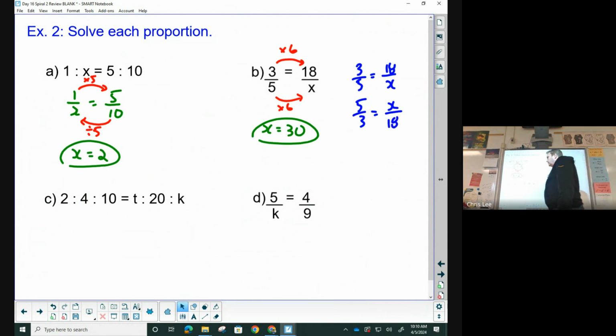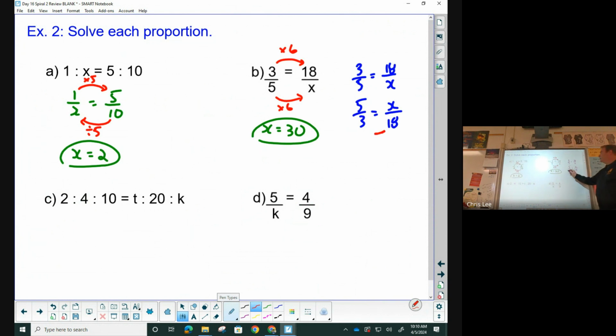And then, since it's being divided by 18, what's the inverse of divided by 18? Times. Right, so you go 18 times this. Check that on your calculator for me. 18 times 5 divided by 3. Did we get 30? Yeah. Good.